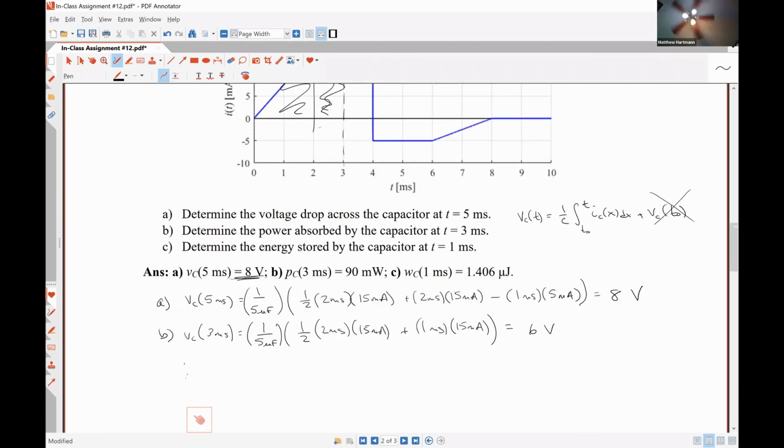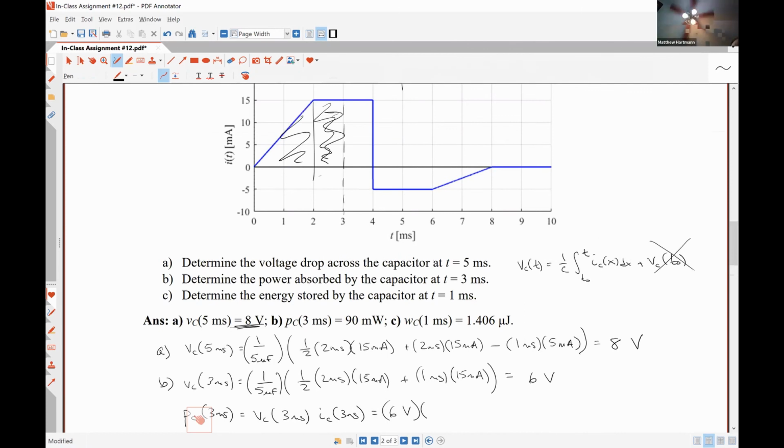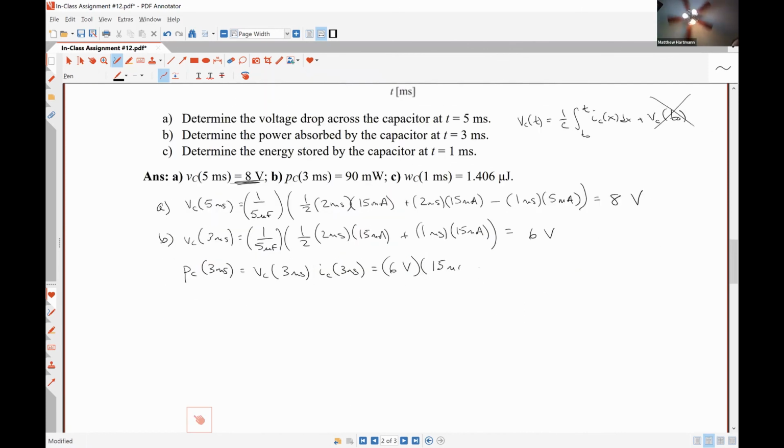Our power is then VC at 3 milliseconds times IC at 3 milliseconds, is 6 volts times 15 milliamps, which gives us 90 kilowatts. Easy enough. Any questions on part B? All right, so then you guys take a stab at part C. Tell me what I need to be doing.